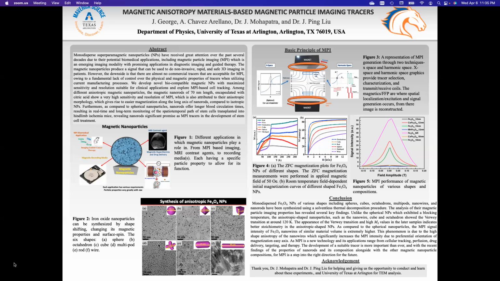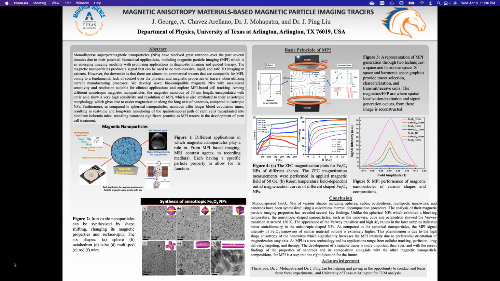MPI functions by having two magnets facing each other on the same side, creating a magnetic field. With transmit coils changing the direction of the field constantly, a field-free point emerges, and this is where particles can be processed by the technique of MPI. Any particles outside of this field-free point are saturated and cannot be scanned by MPI. Through the receiving coils, X-space and harmonics graph these images and provide an image reconstruction.